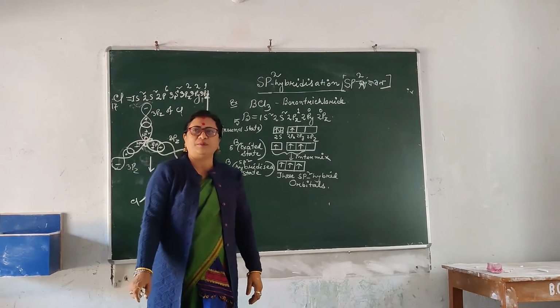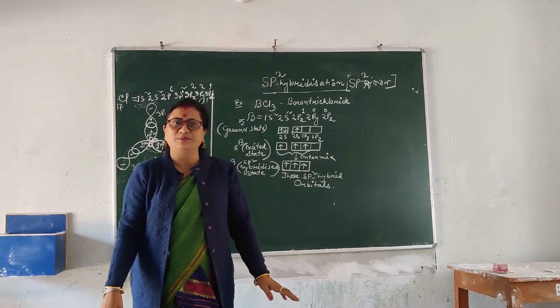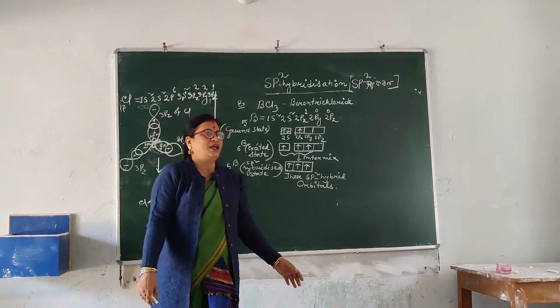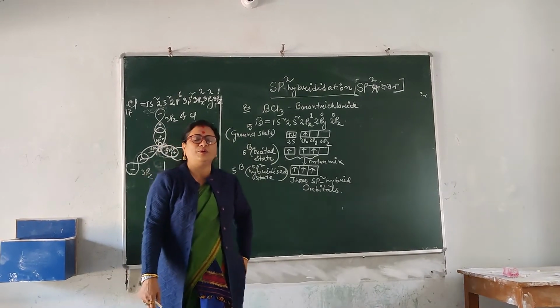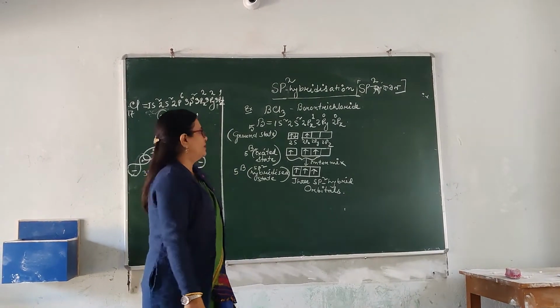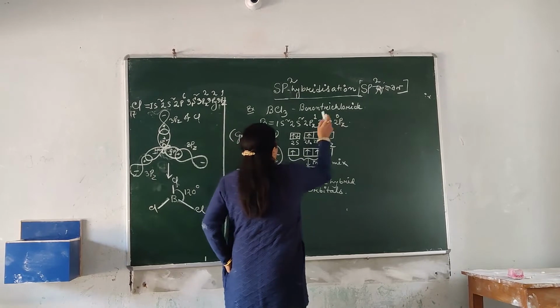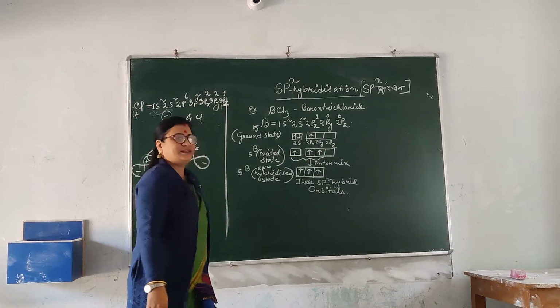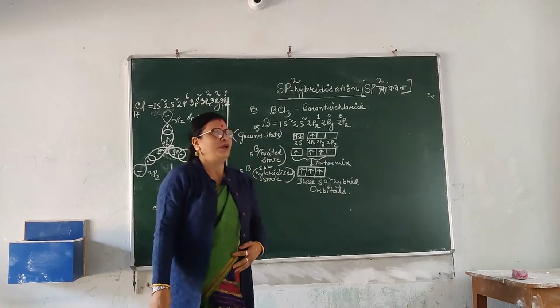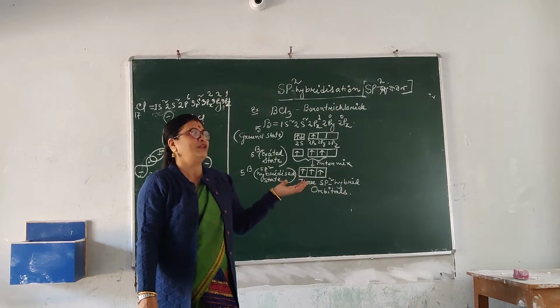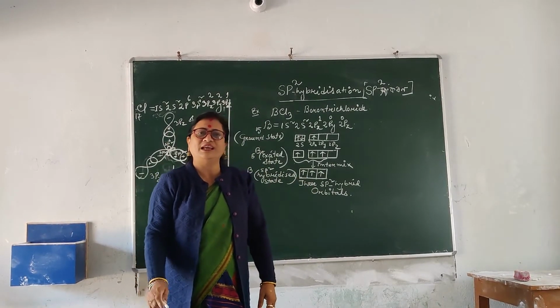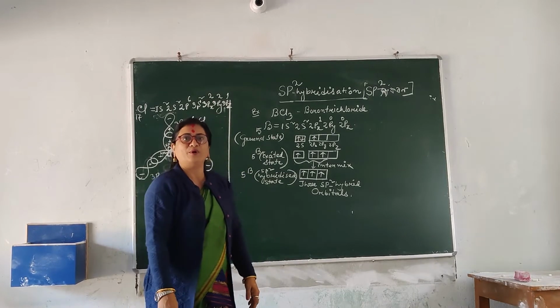In sp2 hybridization, there are different types of examples or molecules, where we can consider the molecules BCl3 or BF3. BCl3 is boron trichloride. In BCl3, boron is the central atom and 3 chlorines are the combining atoms. We know that hybridization only takes place in the central atom of a molecule.